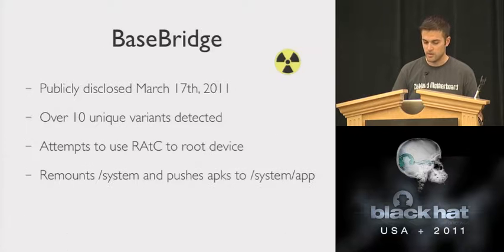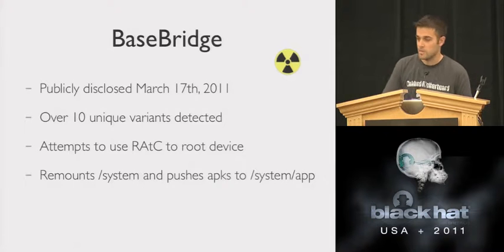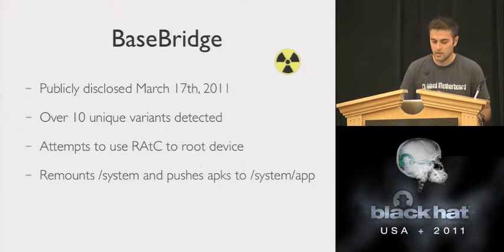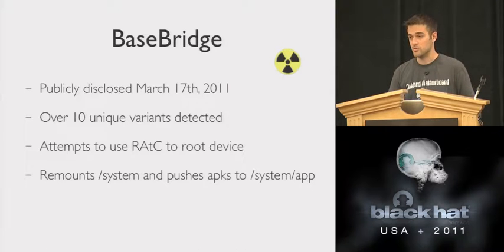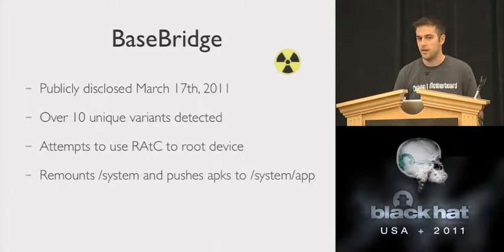The next one that we've looked at was BaseBridge. This was disclosed on March 17th. We've detected over 10 different unique variants. It's similar to Droid Dream. They found some popular applications, some games and utilities, decompiled them, and injected some more code in there. They also included the Rage Against the Cage exploit. Again, they didn't actually include the exploit, which Droid Dream had done.